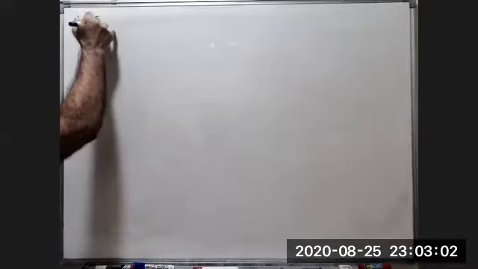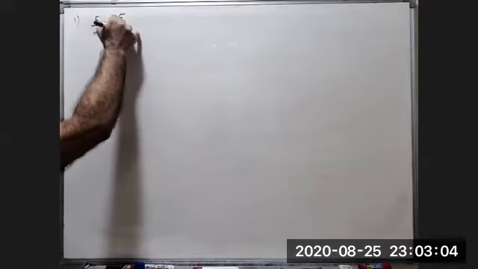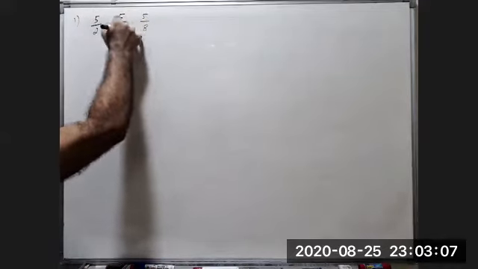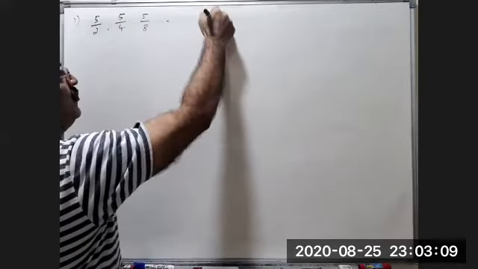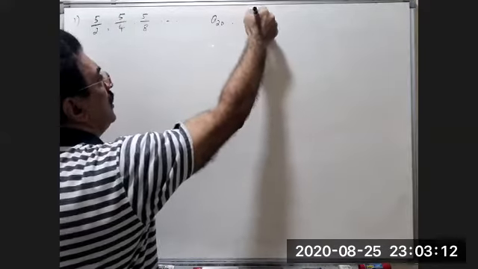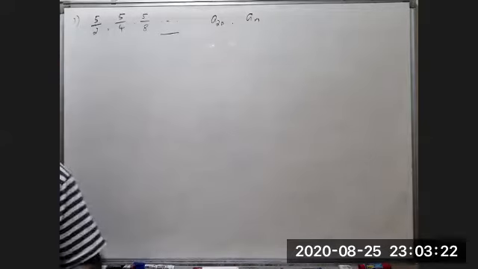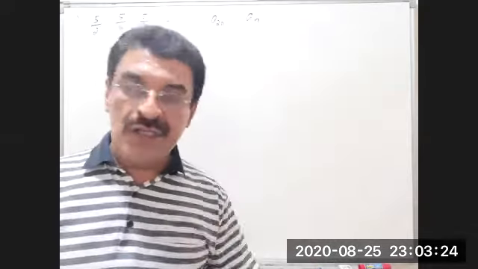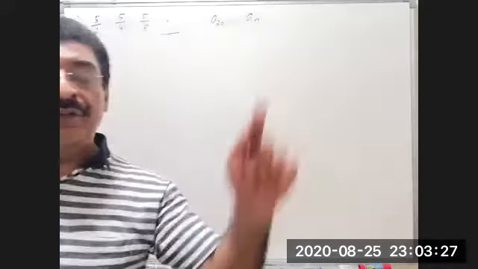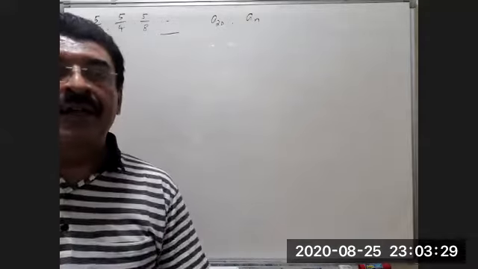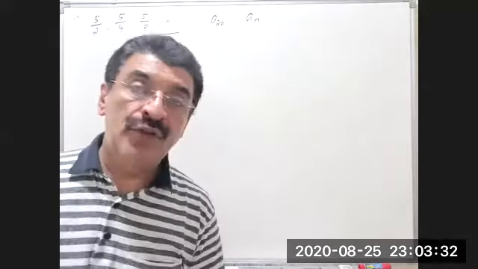The question is to find the 20th and nth term of the GP 5 by 2, 5 by 4, 5 by 8, etc. We need to find A20 and An, the 20th term and the nth term. Whenever we get an AP or GP, if the sequence is given, first we can write the first term and the common difference or common ratio.